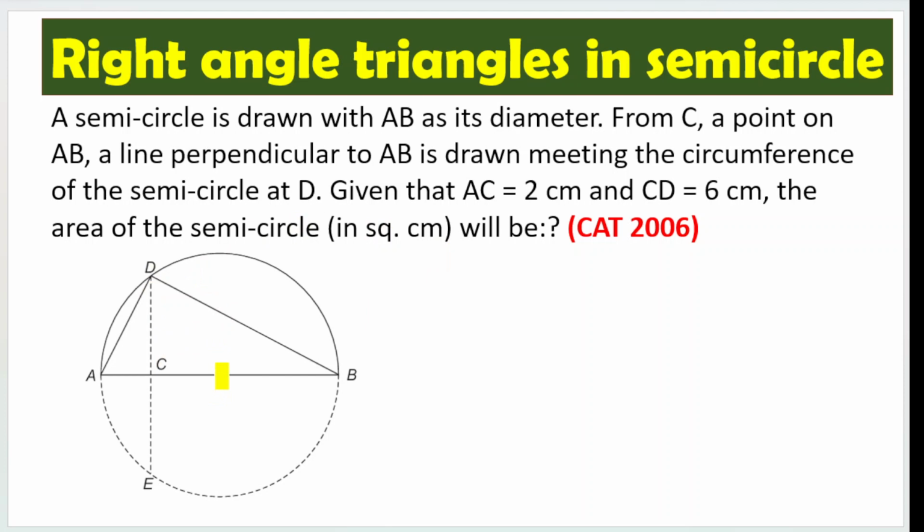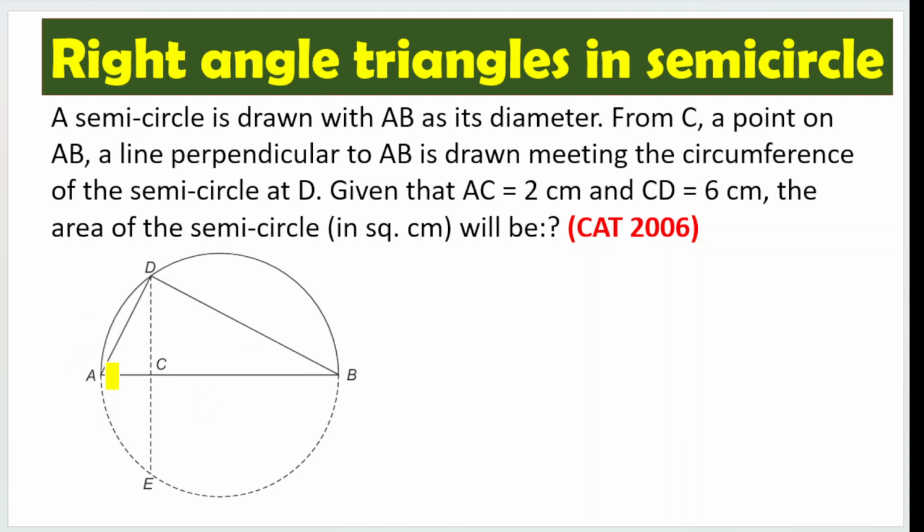Area of the semicircle, what do we need? We need the length of the radius. That's how we can calculate the area of a semicircle. Now our goal is to calculate the length of this radius. How do we find this? We will use some semicircle properties.